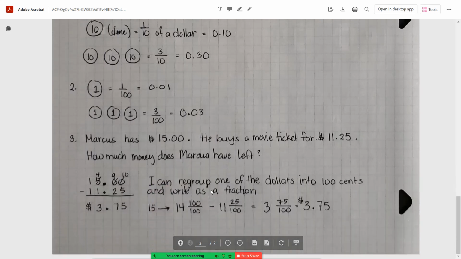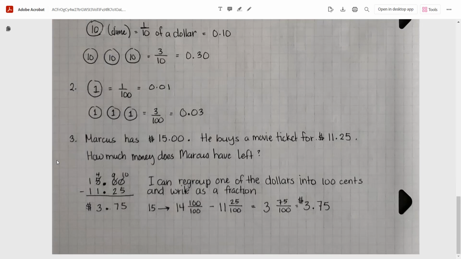For number 3, it says Marcus has $15. He buys a movie ticket for $11.25. How much money does he have left? So here it's very similar to the question that we did above. I have 15 whole dollars and I don't have any coins, but I need to take away $11.25. So I do have coins and change in my second question.